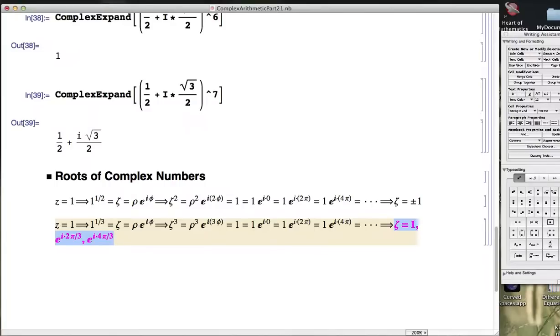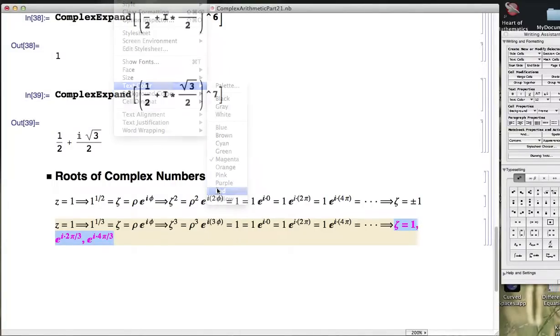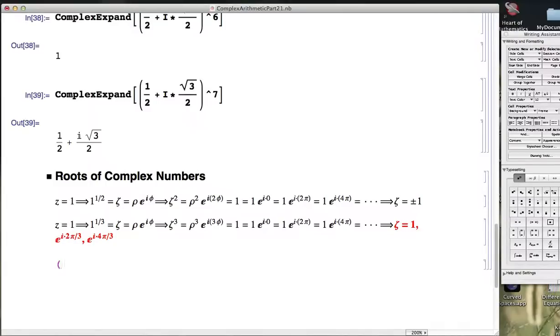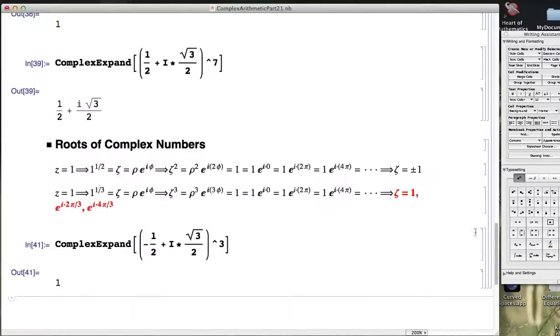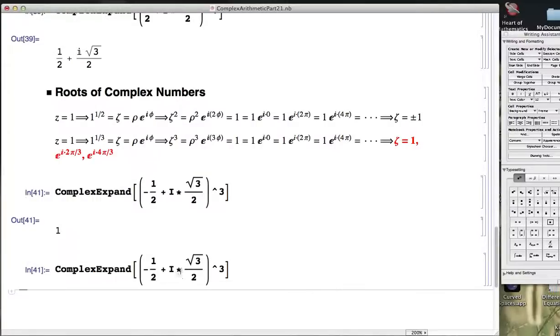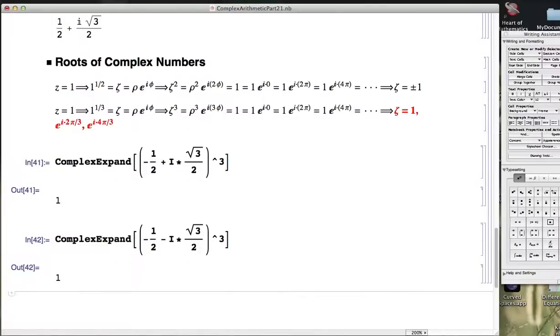If you think about what those are in rectangular form, 2 pi over 3 is 120 degrees. In rectangular form, it's going to be negative 1/2 plus i times square root of 3 over 2. If I expand this complex number to the 3rd power, that should give me 1, and it does. And with the 4 pi over 3, it's going to be the same, except it's going to be the complex conjugate of that last number, and its cube is 1 as well. So we've just found the cube roots of 1. We'll consider another example in the next video.